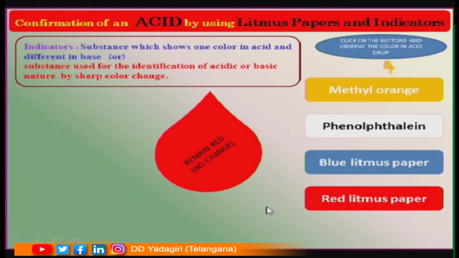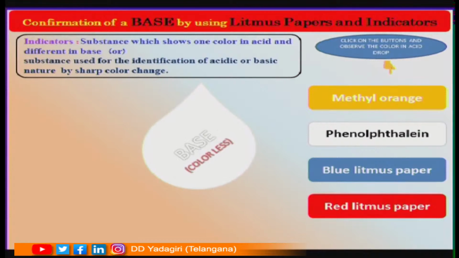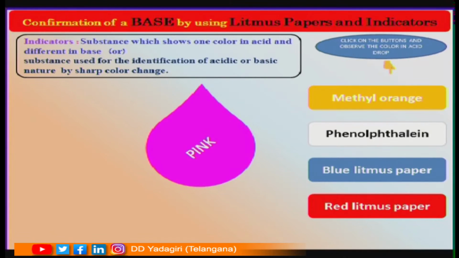Now, we will see the same tests for bases also. Now, you see here is a droplet of base. When we add methyl orange indicator, just observe, it turns yellow. This is the characteristic of bases with methyl orange solution. Next, with phenolphthalein indicator, this droplet turns pink. This is the characteristic of bases with phenolphthalein indicator. Next, with blue litmus, the blue litmus remains as it is, there is no change. Next, red litmus: now the red litmus turns blue. This is the characteristic property of bases with red litmus paper.